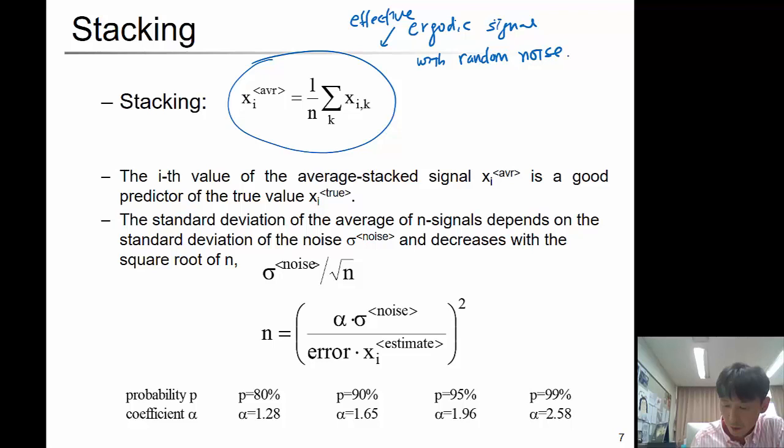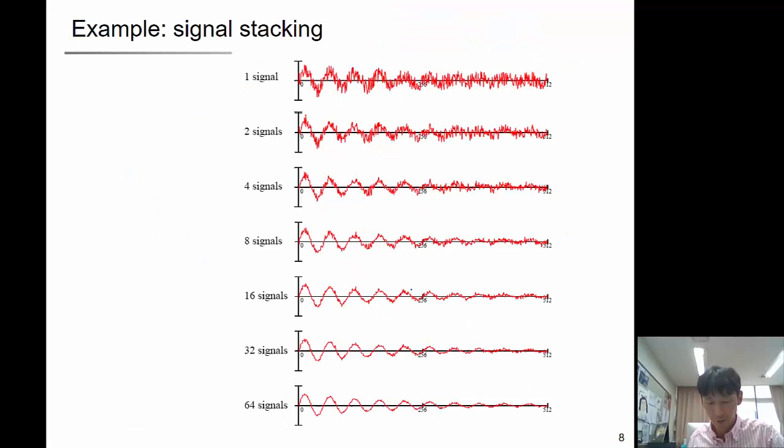The standard deviation of the average of n signals depends on the standard deviation of the noise, sigma, and decreases with the square root of n. So as you get more samples, it means that you have a reduction in noise. Let's see how it works. This is a sinusoidal signal that's attenuating, and you can see here. And I can remove it later.